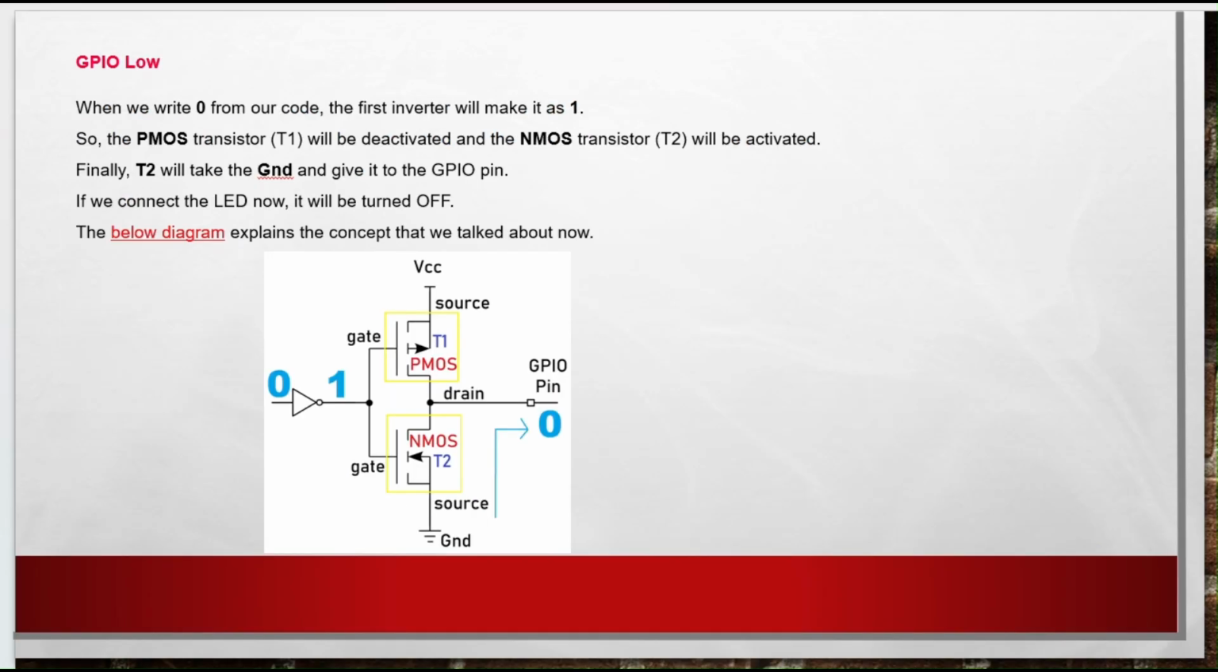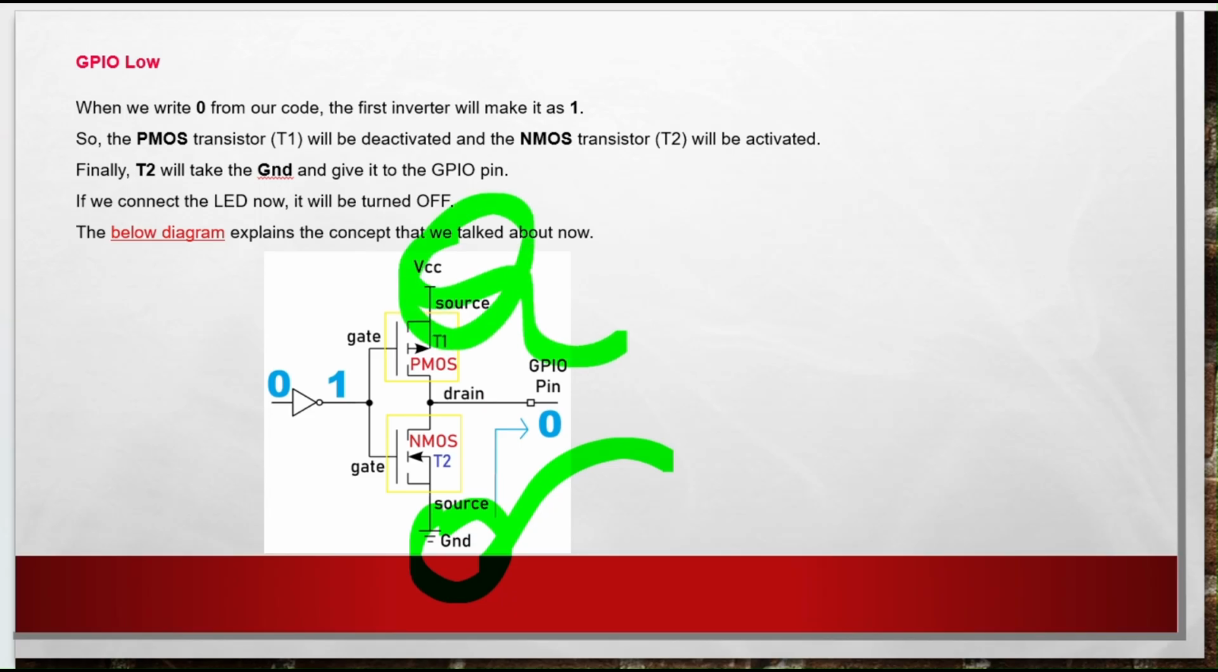Here this ground means this is already pulled down, and when it is high it will go here, so this is already pulled up. Understand?